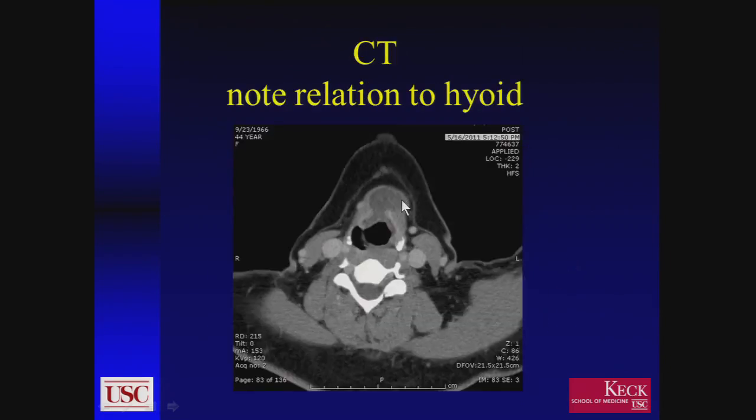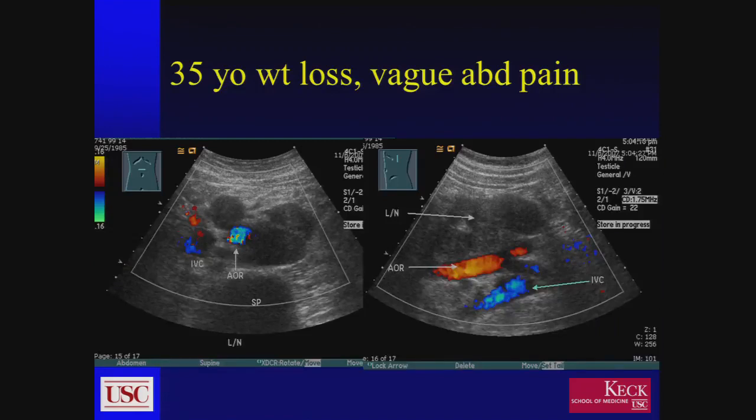And you can see very similarly on the CT scan, the more anterior palpable part of it, but that it actually does extend back in here behind the hyoid bone. And again, that's a very typical feature of a thyroglossal duct cyst, very different than the ectopic thyroid tissue we saw in that other patient.